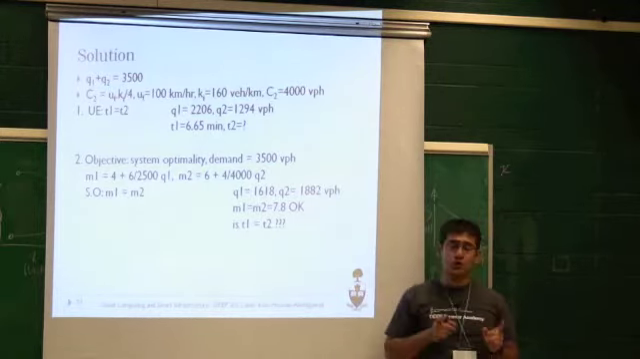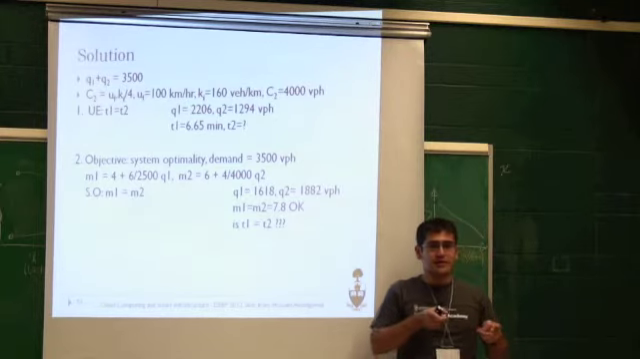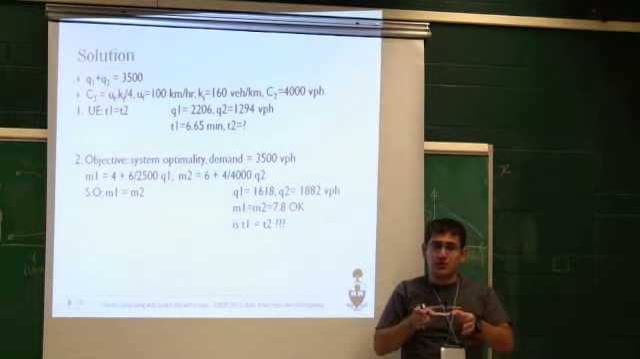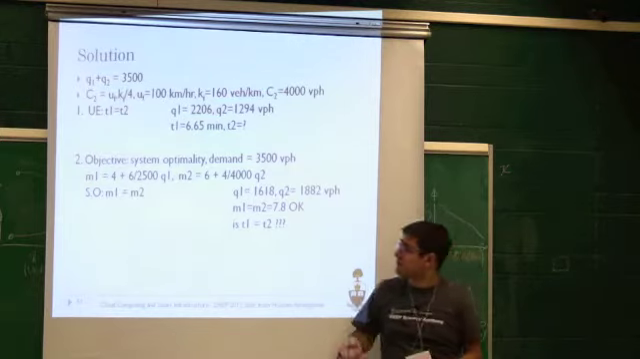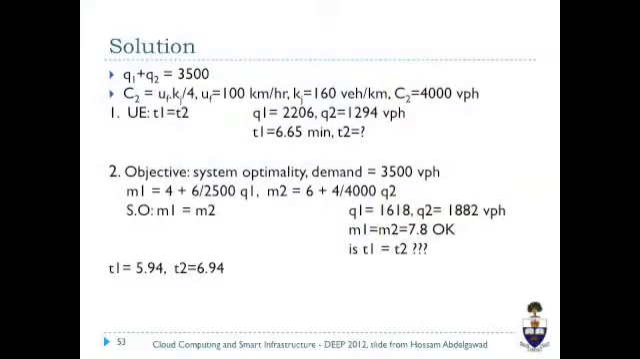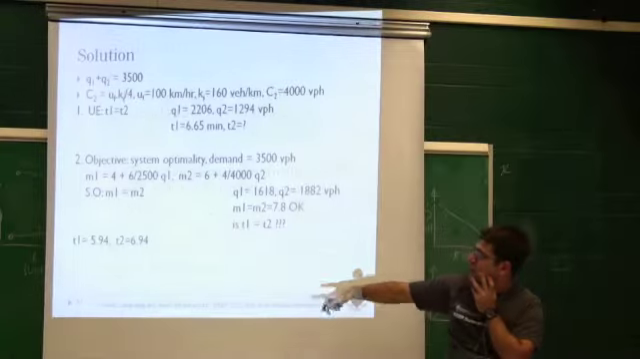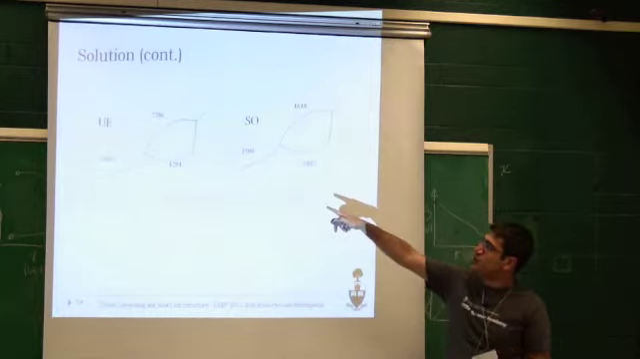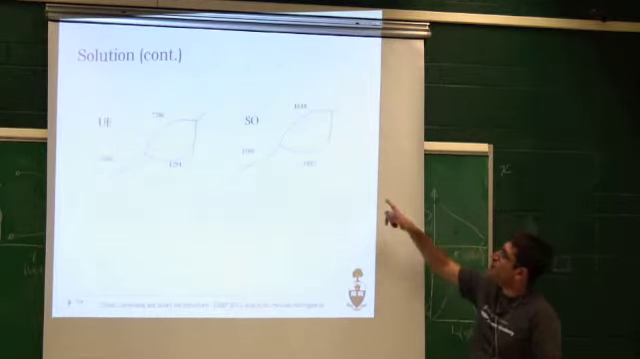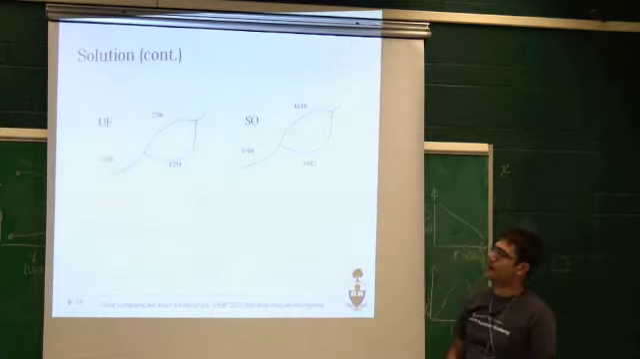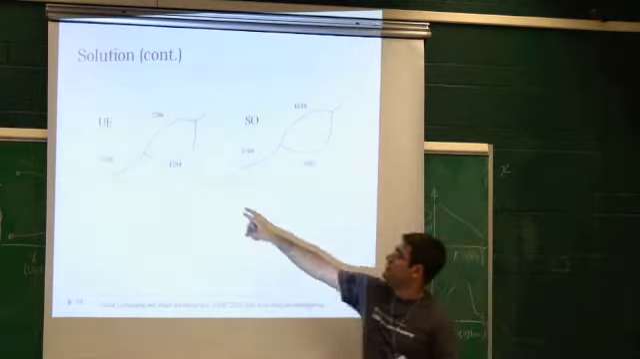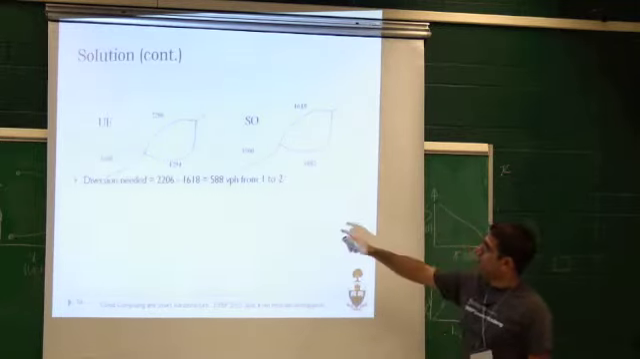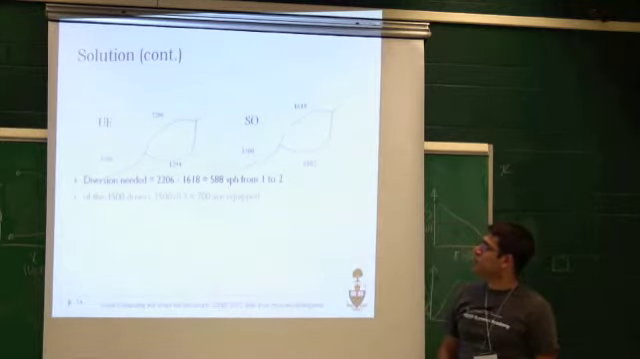However, when I can communicate with 700 people, then out of the remaining, I'm going to have a similar type of percentage. So now the values actually decrease. Let me show you this with the numbers. Actually here T1 was 5.94 and T2 was 6.94, so T2 was 1 second longer. So this is what I have with user equilibrium, 2206 and 1294, and with system optimal, I have 1618 and 1882. What I want as a shift is more people on link 2. Okay? So the diversion needed is 588 vehicles per hour from 1 to 2.